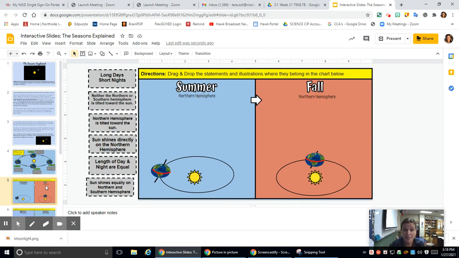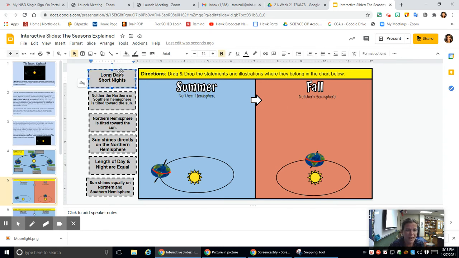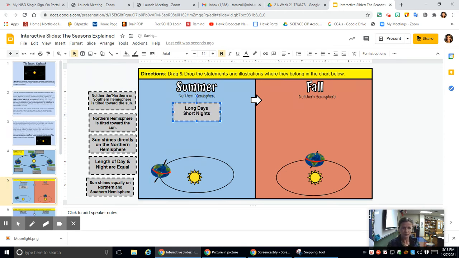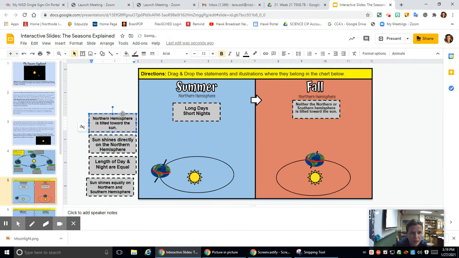So let's drag and drop the statements and illustrations where they belong in the chart below. So let's decide what statement is talking about summer in the Northern Hemisphere and fall in the Northern Hemisphere. So long days, short nights. When I have long days, it means I have more sunlight, so it's summer. Neither the northern or the southern hemisphere is tilted towards the sun, fall.